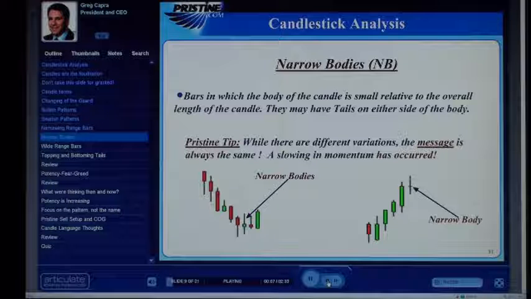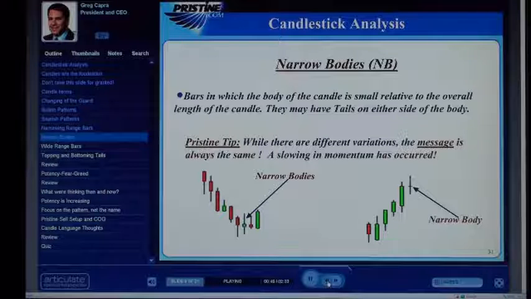Narrow bodies. Bars in which the body of the candle is small relative to the overall length of the candle. They may have tails on either side of the body. This is an interesting type of candle. It's one that communicates indecision. It's one that many traders get confused by when they look at them because, again, it does communicate indecision. It doesn't tell them what to do next, and that is the message. Don't do anything yet because there is no clear message here, but the momentum is slowing down. There are going to be different variations. But again, the message is always going to be the same. There's been a slowing in momentum.